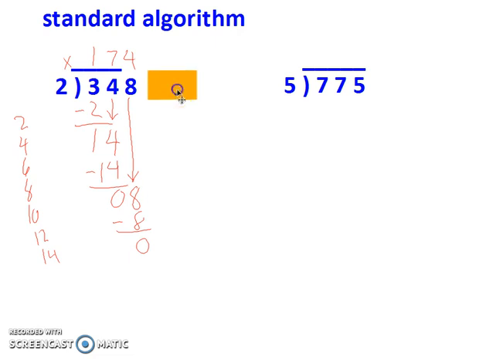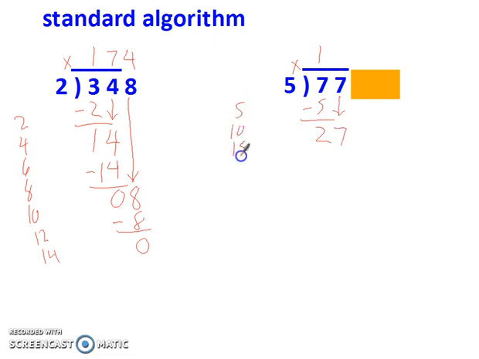Let's try the one over here with the 5's. Cover up everything except the first number. How many 5's in 7? We got 1. 1 times 5 equals 5. I subtract, I got a 2. Move this over a little bit. Bring down that next number. 7. How many 5's in 27 without going over?